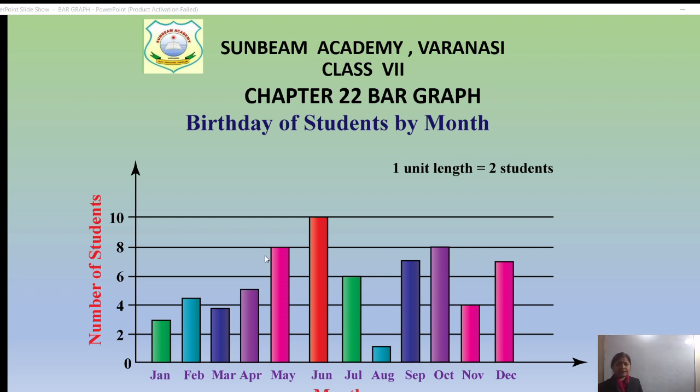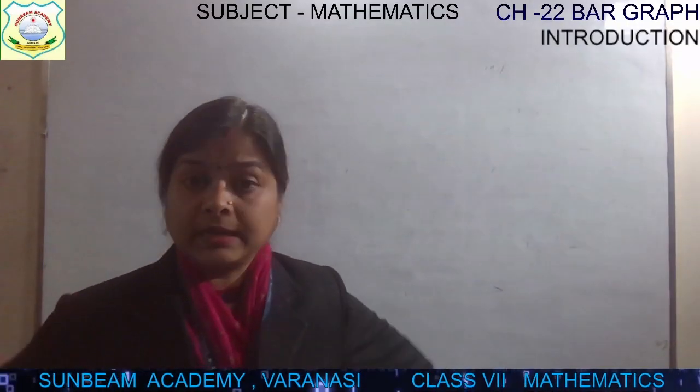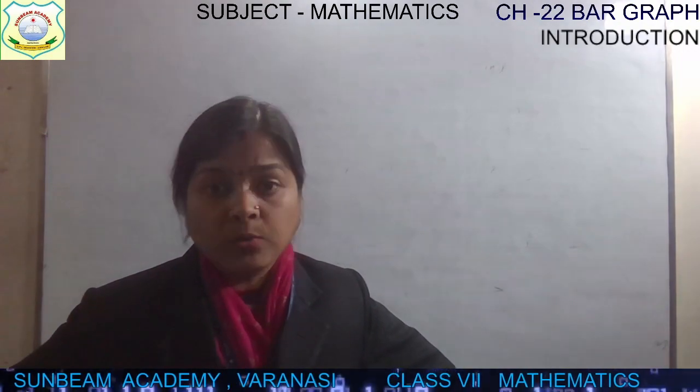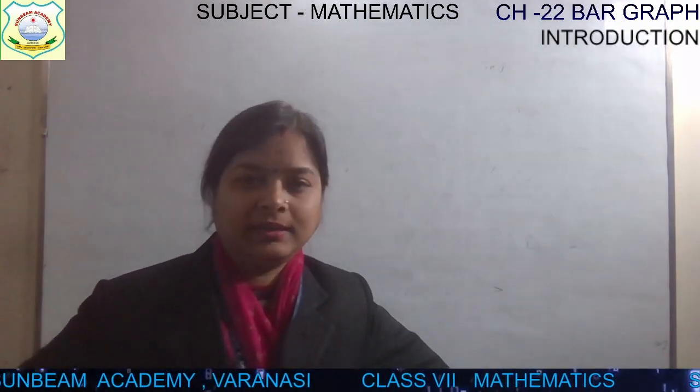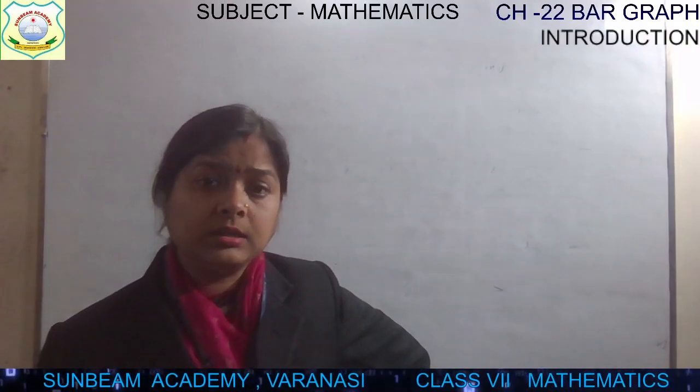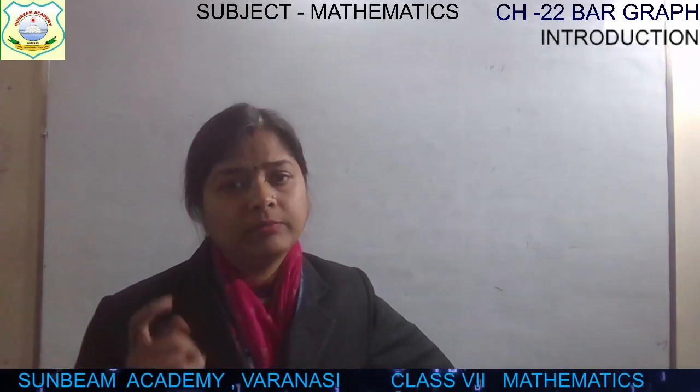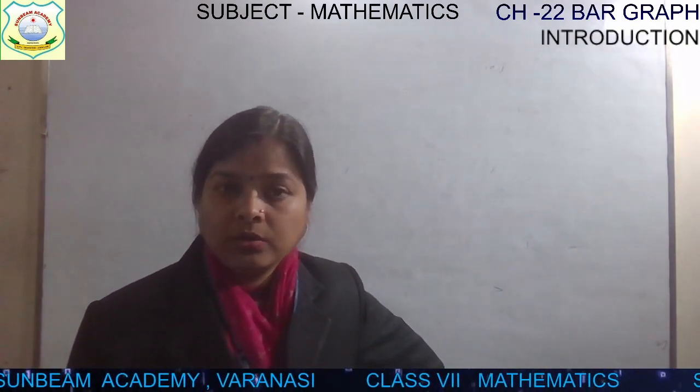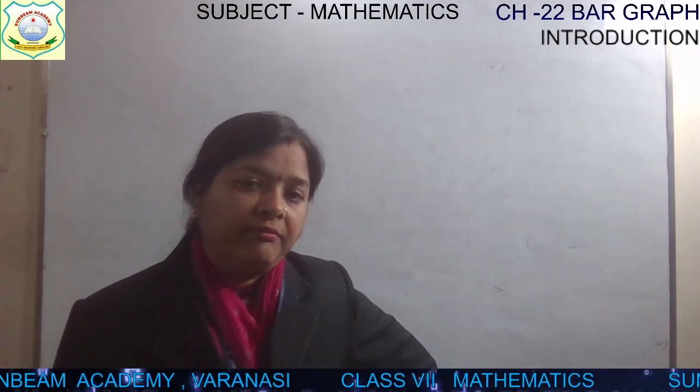So easily we can analyze from this data in which month we have to celebrate more birthdays. So it is June. And let's see which one is having the least. Okay, it's August. In the month of August, only 1 student is having birthday. So in the month of August we will have less celebration.